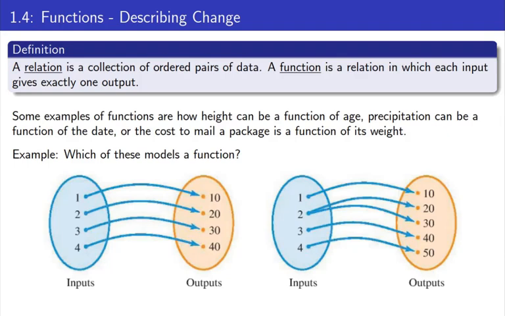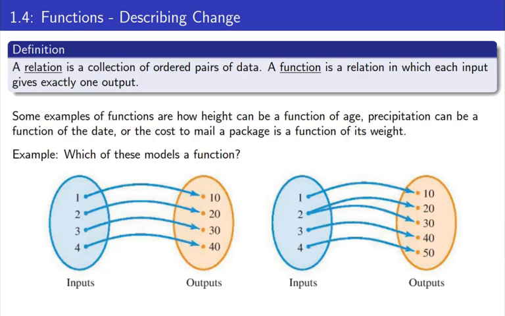In this lesson, we're going to talk about functions, specifically how they describe change. So, let's start off with a relation. A relation is basically just a collection in which you're taking data from two different sets and correlating them together, and usually we write these things as ordered pairs. But a function is a special kind of relation.